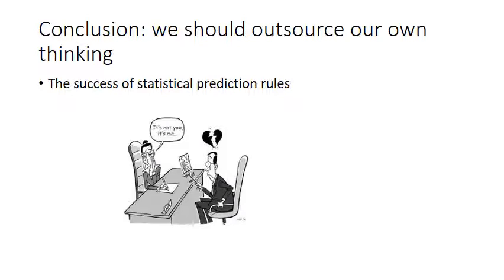And so, in conclusion, you could say that in order to improve our thinking, we should outsource our thinking. We should realize how limited our thinking is when it happens in isolation. And a good example of that is the success of statistical prediction rules. Now, statistical prediction rules, these are formulas in which different relevant factors are being given a certain statistical weight in order to predict something. And these formulas, they are being shaped by the analysis of big data sets.